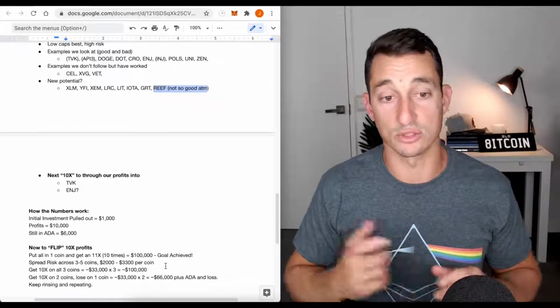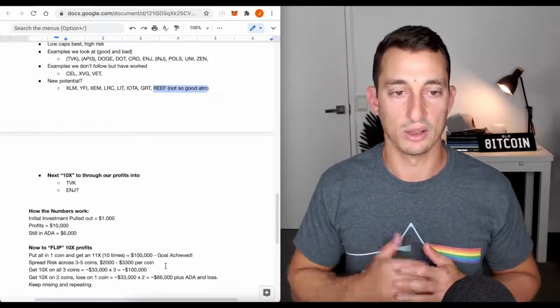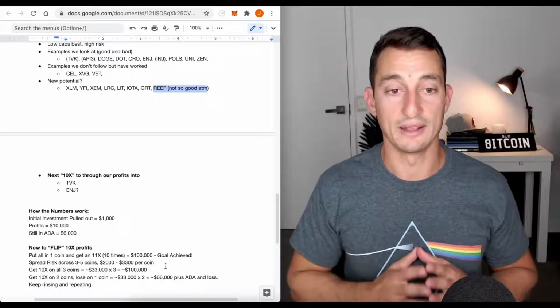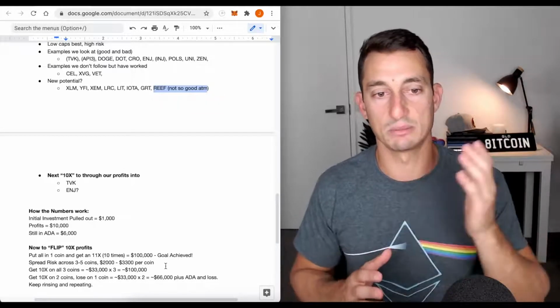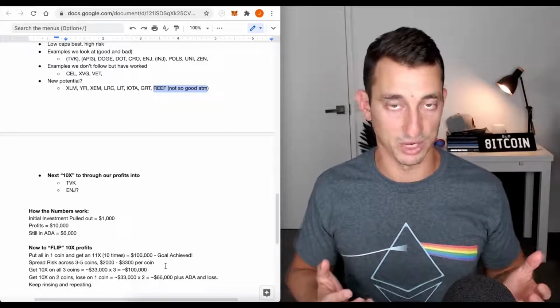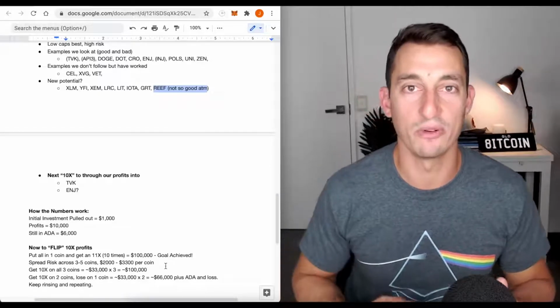Or get 10x on 2 coins, lose on 1. So then you've got to go through all the different numbers and how that's going to play out. Or like we said, do we just keep it all in one? That's why there's plenty of variables. You are going to be different to the next person. Some people want to spread the risk, take a bit more time. Others want to just go all in on one coin and hope for the best.